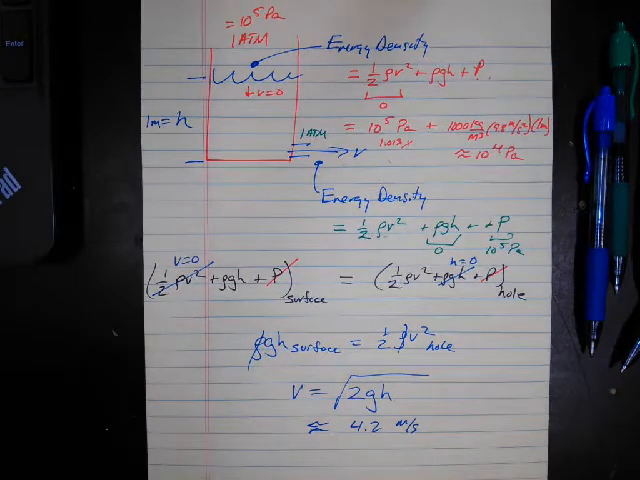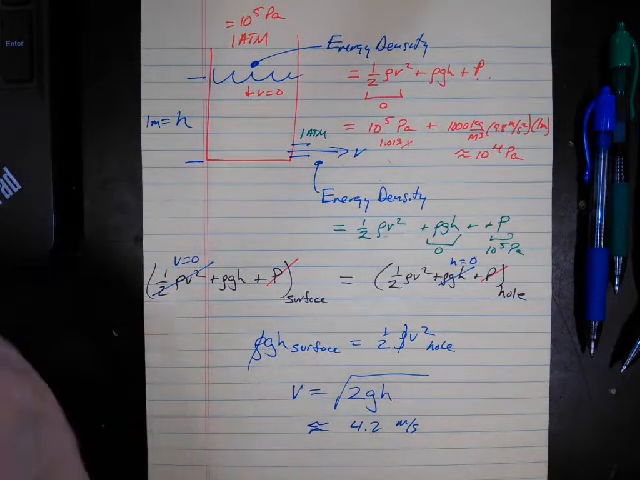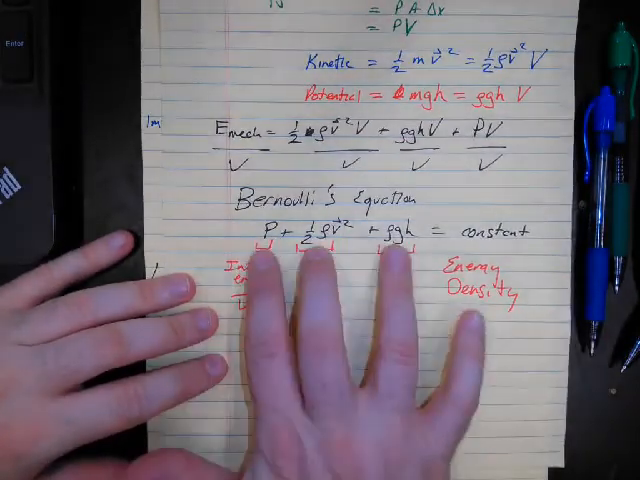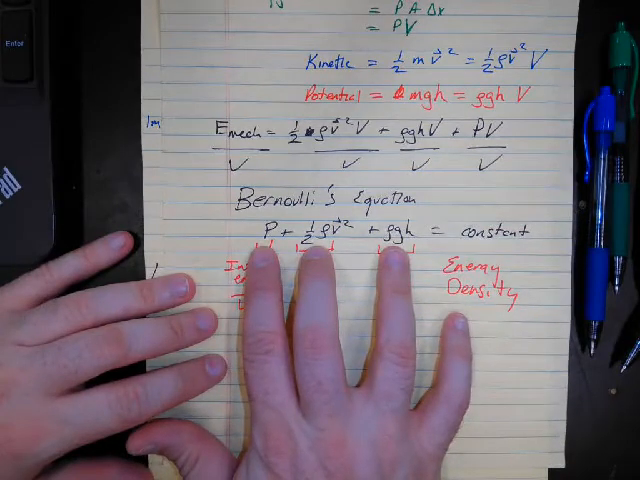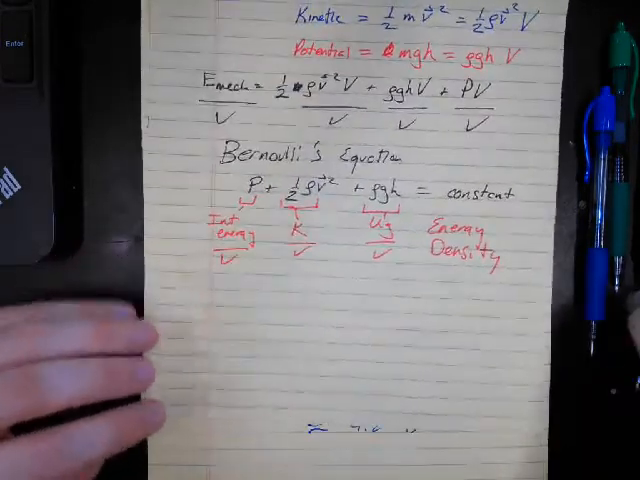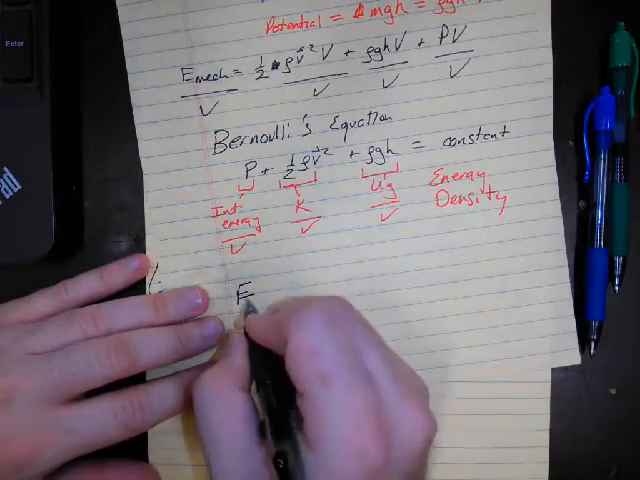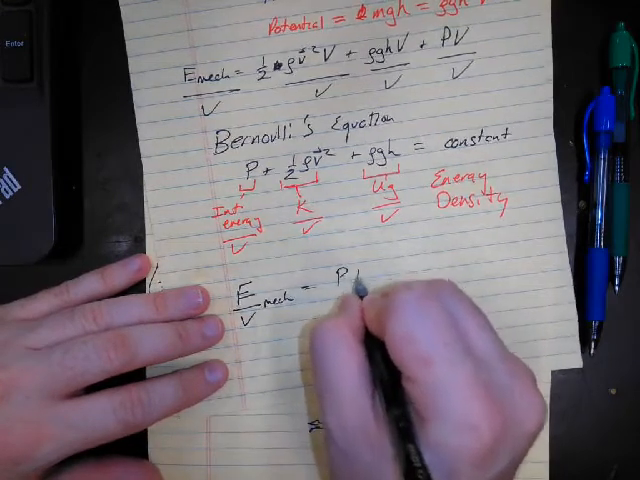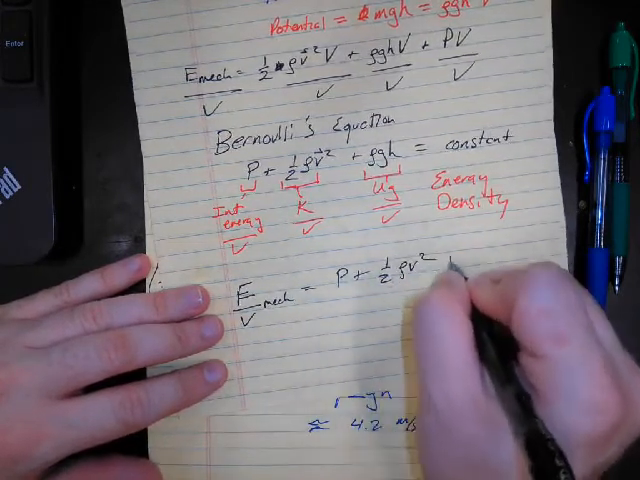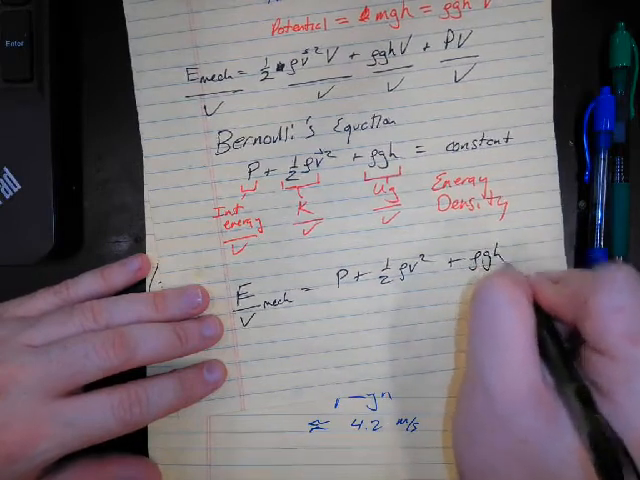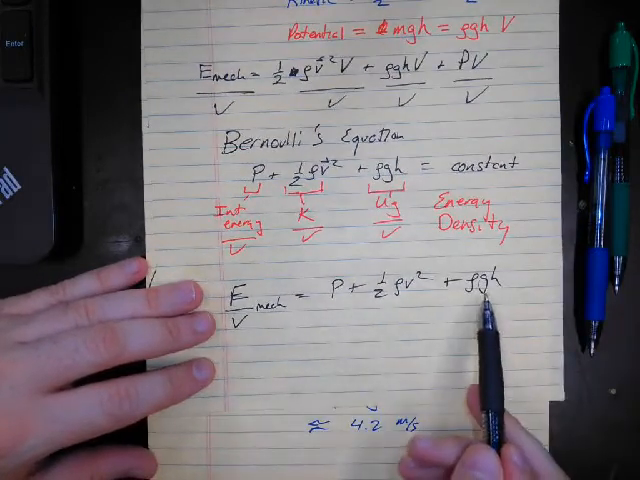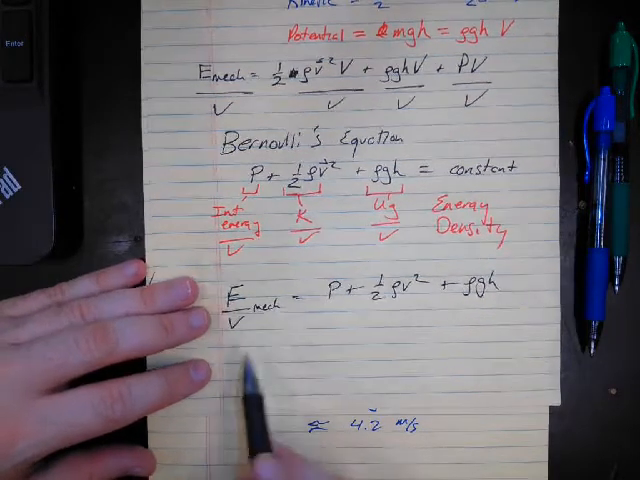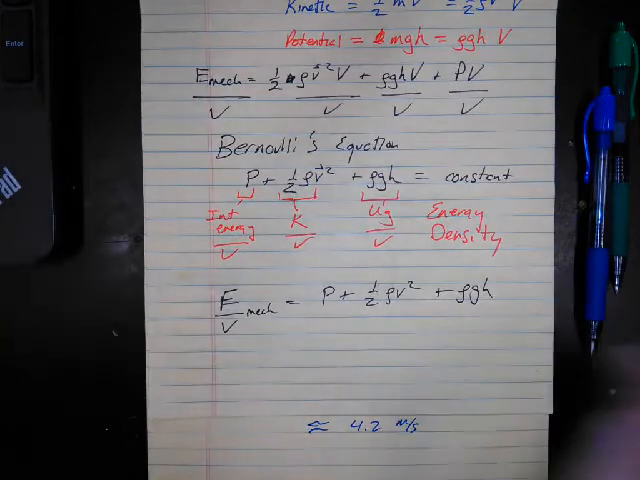What you need out of all of this is Bernoulli's equation, that this stuff is constant. And so you can call this the mechanical energy density. E over V mechanical is the pressure plus 1/2 rho V squared plus rho GH. The potential energy, the kinetic energy, and the internal energy is the total energy over the volume. So you need this.